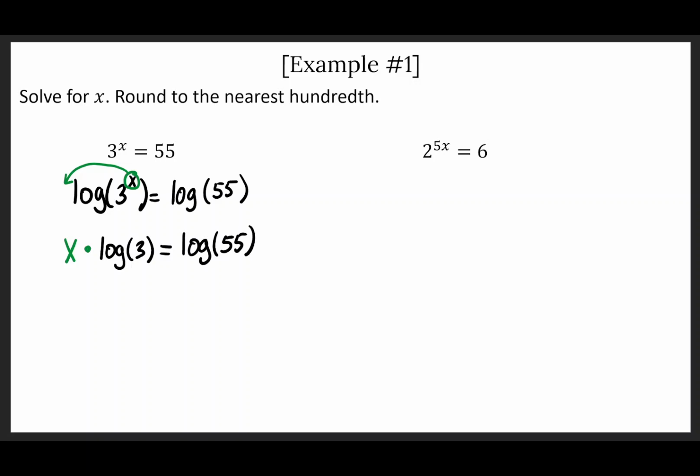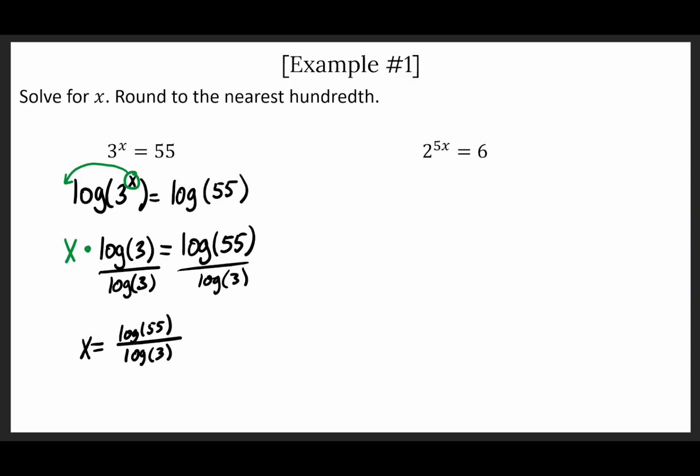Now, keep in mind, log means what number is the appropriate exponent. So log 3 is just some number. I have x times a number, x times log 3. So if I want to get rid of it, I'm going to divide log 3 from both sides. Essentially, that will be what I type in the calculator: x equals log 55 divided by log 3.